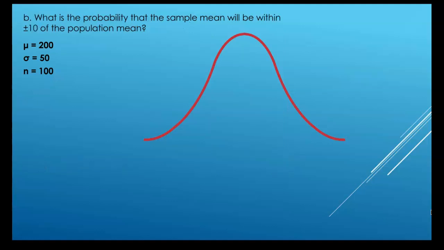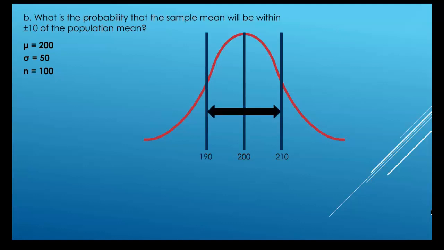So if we look at part B of this problem, what changed here? Well, now it's saying what's the probability that the sample mean will be within plus or minus 10 of the population mean. We still have the same mu, we still have the same sigma, and we still have the same sample size. So we still have the same proof that allows us to say that this is normally distributed. So we draw the bell curve and we put our mean on the bell curve. Now we're looking at plus and minus 10. So now we're going to be looking for the area between 190 and 210.